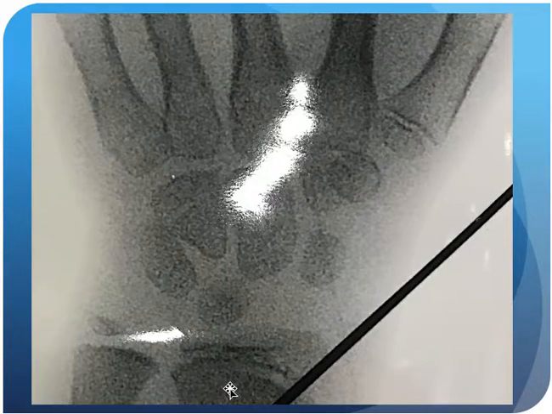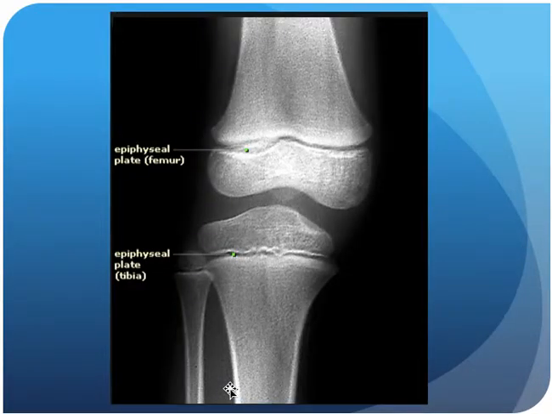So any sort of fractures by the ends of the bones, especially when kids are still growing, if you disrupt that epiphyseal plate, it becomes a bigger issue and something that you have to monitor for a long, long period of time to make sure that the bones are growing properly. Here's another picture of my femur, my tibia, and I can see those epiphyseal plates, okay?